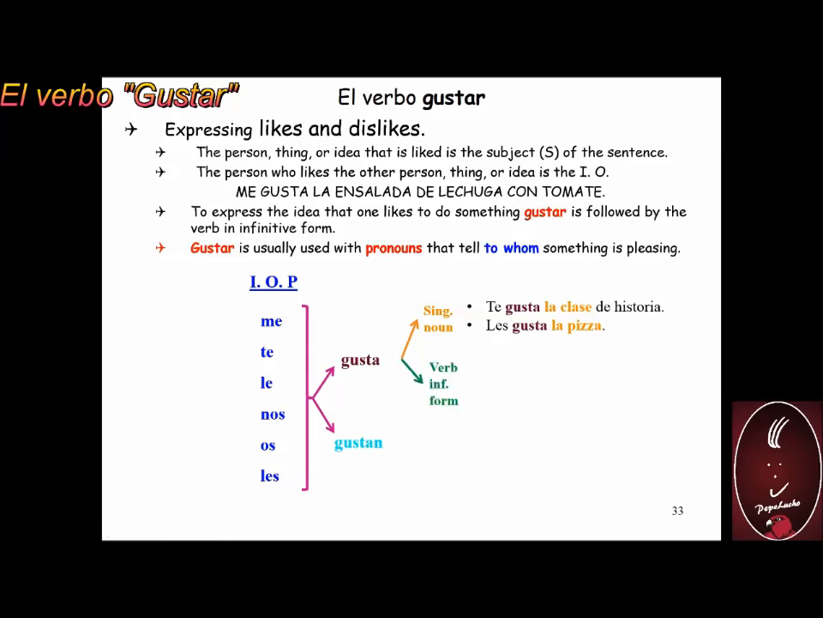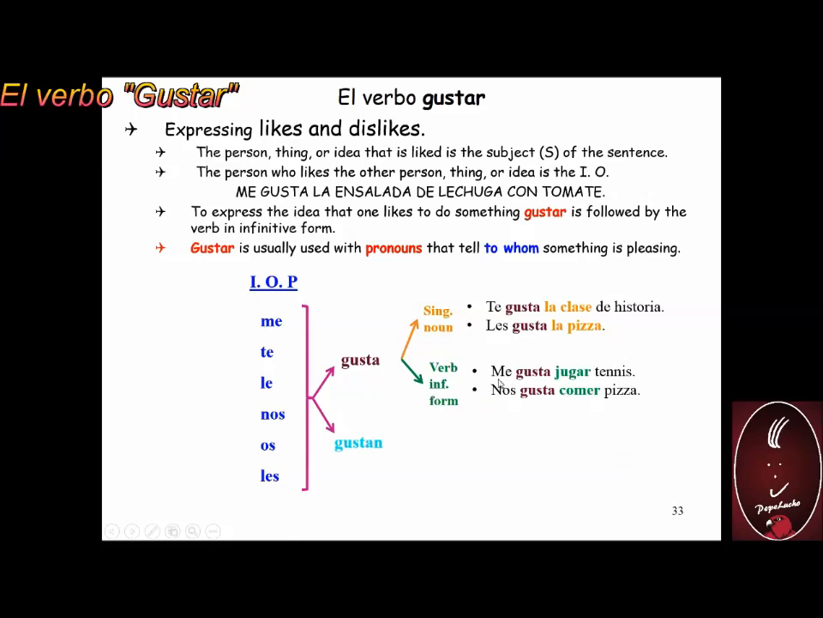Also, we use gusta, the singular form of the verb, to express the idea that one likes to do something. Gustar is followed by the verb in infinitive form. When we like to do something, we are going to use the verb in infinitive form, but only the singular form. We are never going to use the plural form, only the singular form.